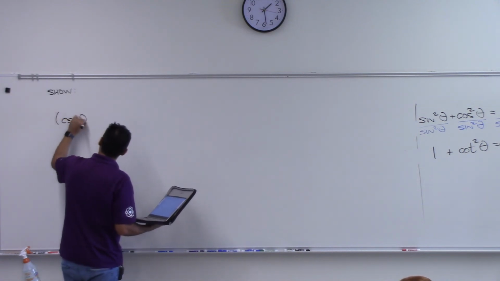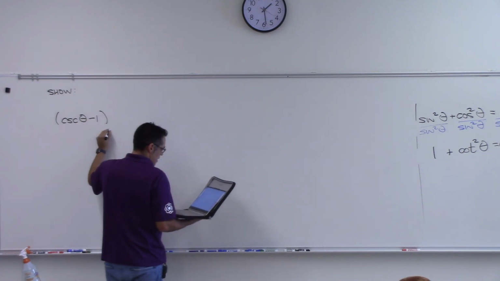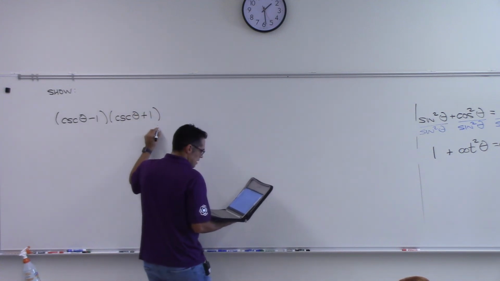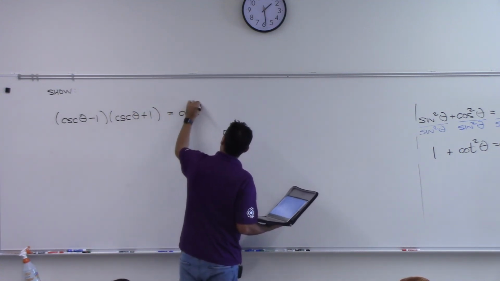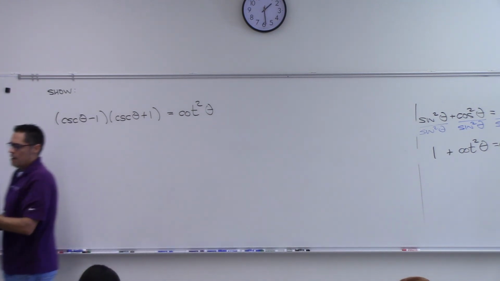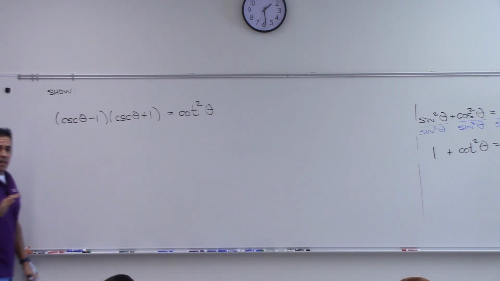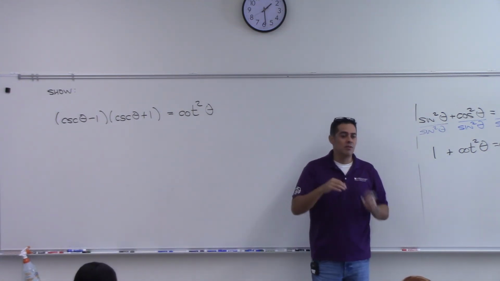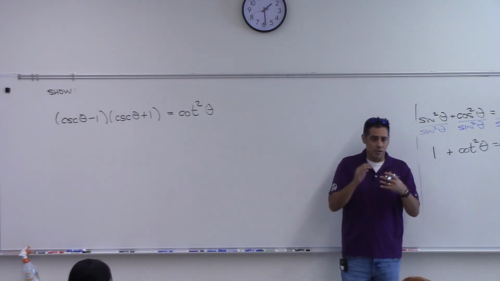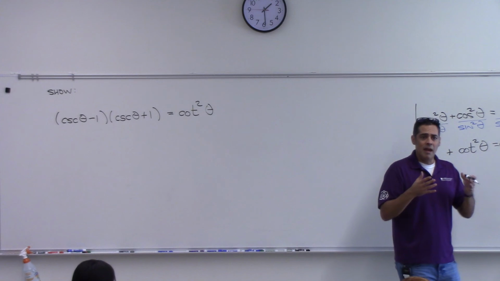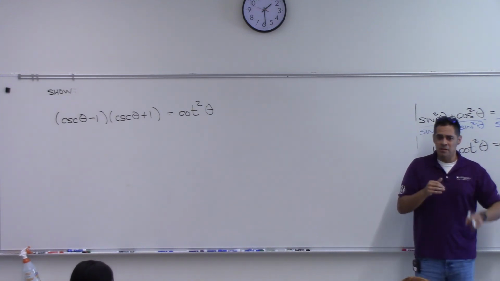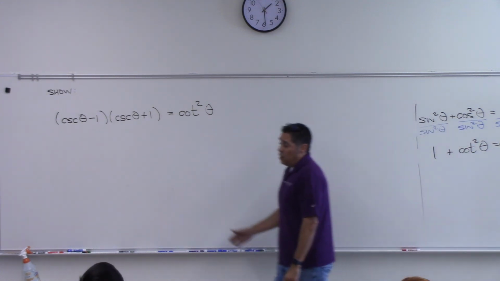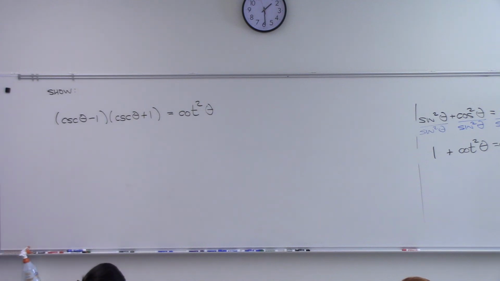Parentheses cosecant theta minus 1, and then here cosecant theta plus 1, and that equals cotangent squared theta. I should also mention that there might be multiple ways to get from the left-hand side to the right-hand side. I might do it one way and you might do it a different way, and as long as we don't break rules, we can have different paths, which sucks because that means there's not one way to do these. Every problem is uniquely different. So I'm open to doing anything you want me to do here as long as it's legal.